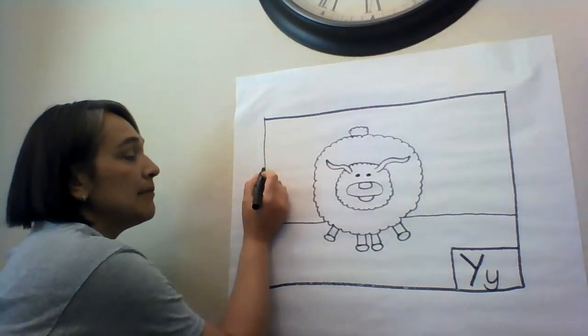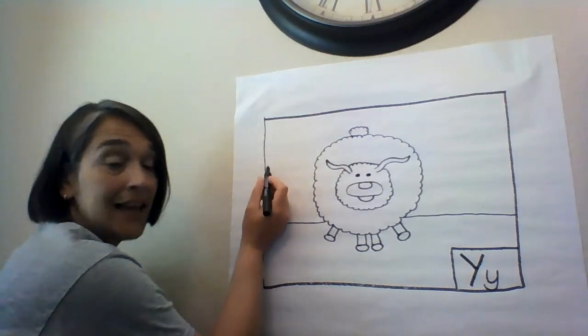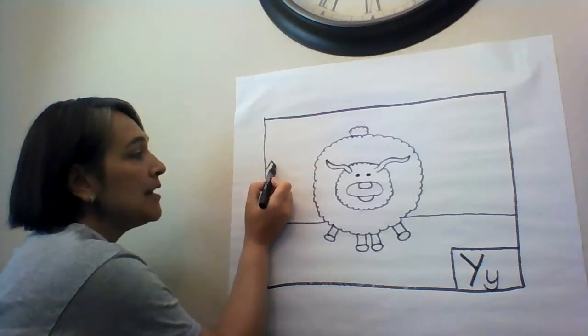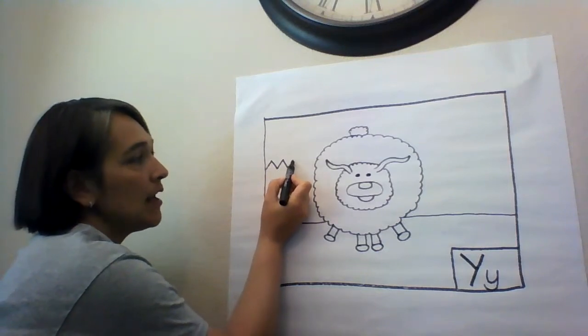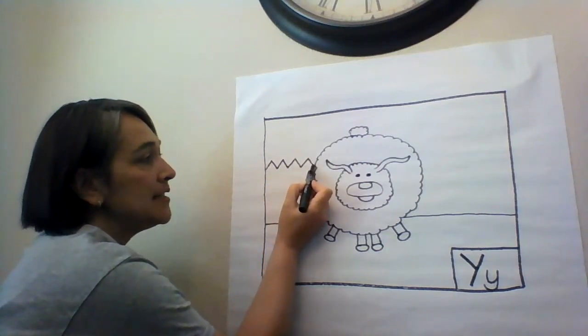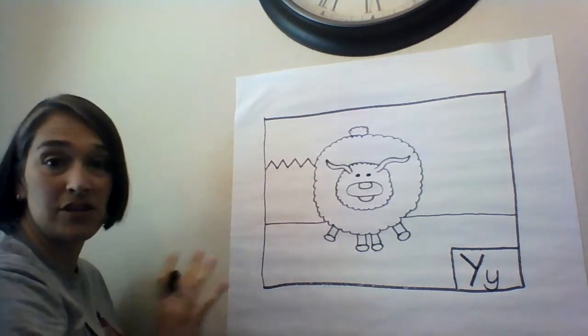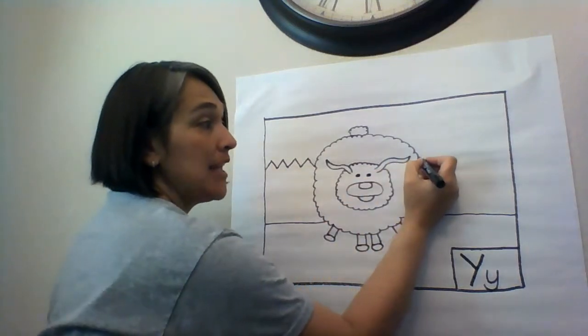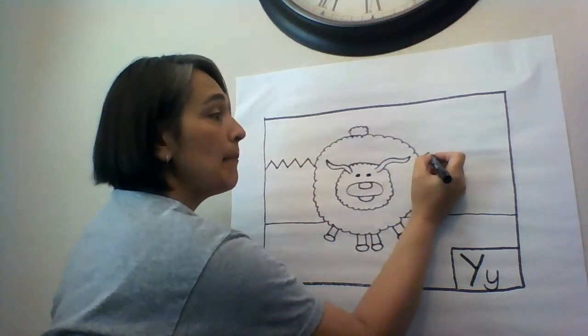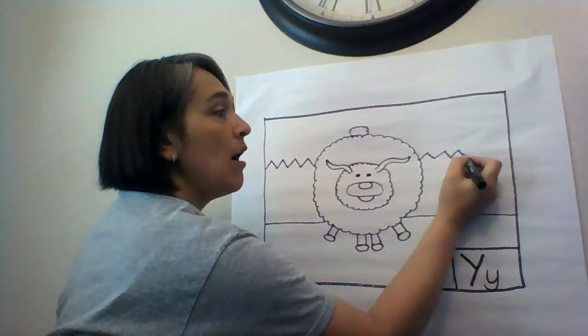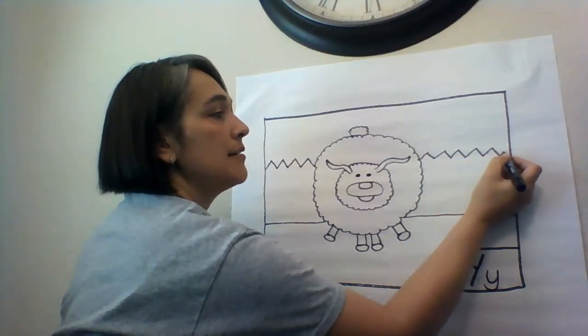And I'm going to come to the side of my paper and I'm going to draw a zigzag line. Watch me. I go up and down and up and down, up and down, up and down. And see how it meets the yak? So then I'm going to stop there. I'm going to come out the other side about the same spot. Up and down, up and down, all the way across.